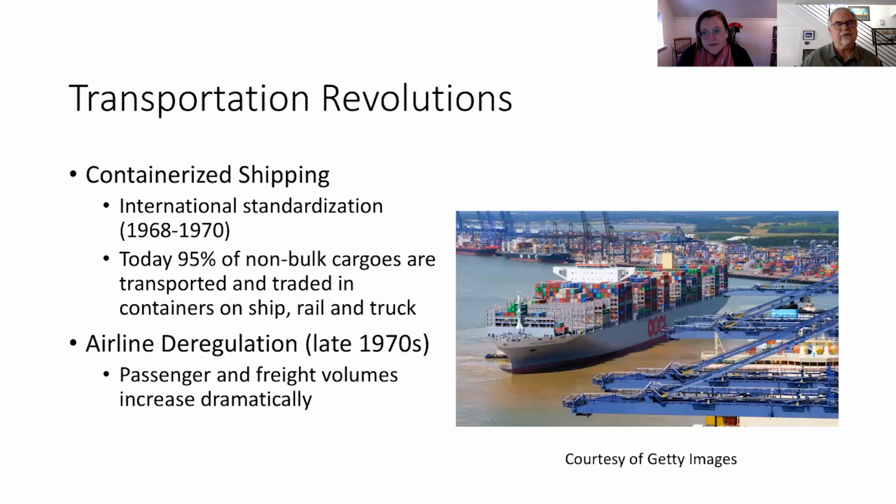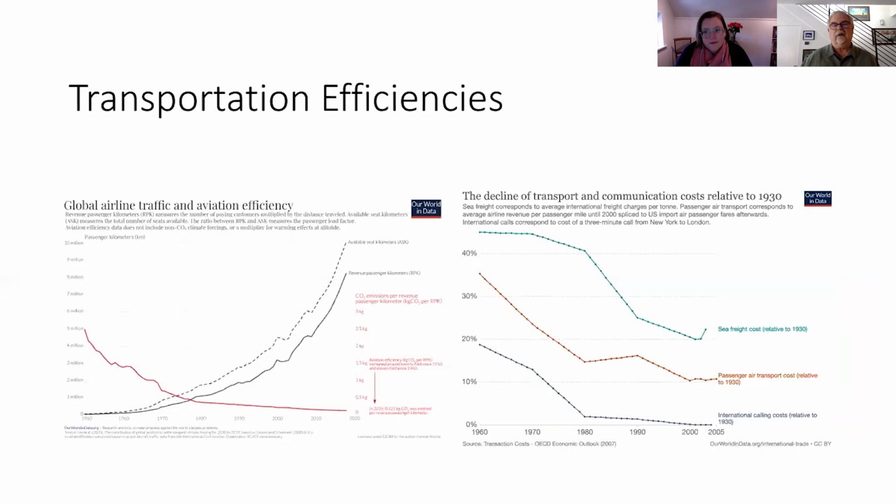Airline deregulation, also hugely important. Since the late 1970s, with deregulation, airfares declined, aircraft became more efficient, right? And passenger and freight volume has increased dramatically. The movement of both goods and people by air, at least before COVID, has increased quite dramatically. On the left, you see the massive increase in airline traffic and aviation efficiency measured in the decline of CO2 emitted, though still a polluter.